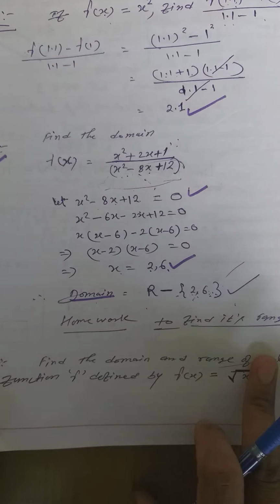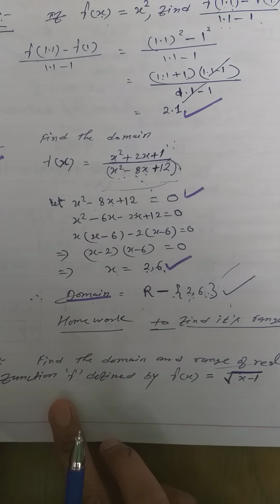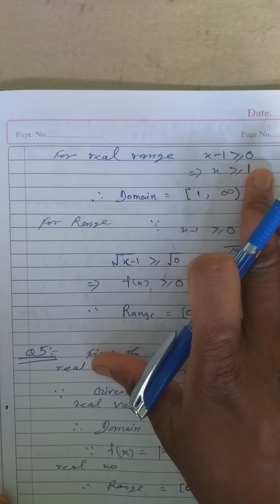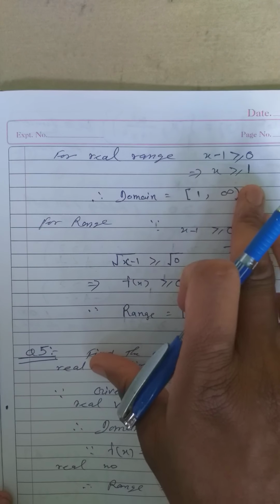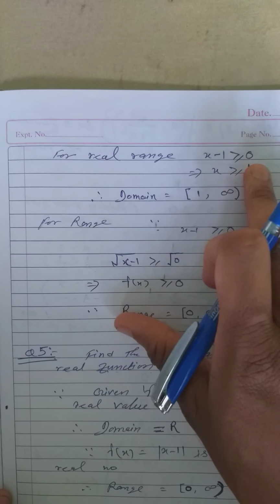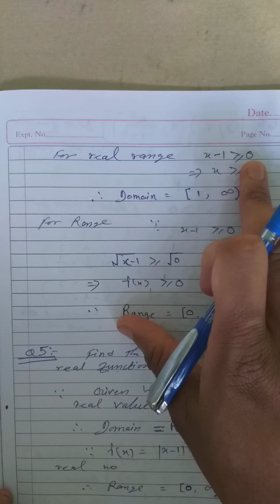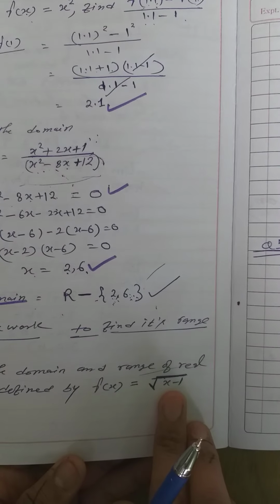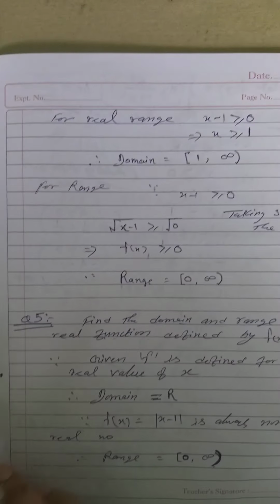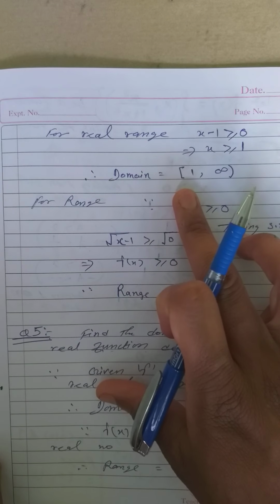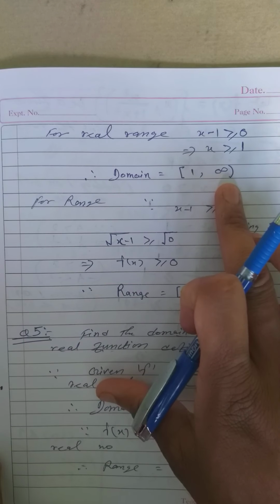My dear student, since the given function is a real function, for real range x minus 1 must be greater than or equal to 0, implies x must be greater than or equal to 1. If x is less than 1, then f(x) will be an imaginary number, right? Therefore, domain equals the closed interval 1 to infinity.